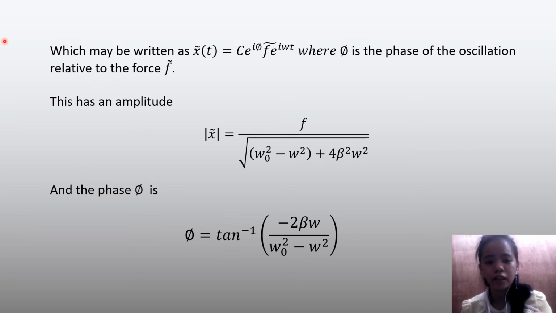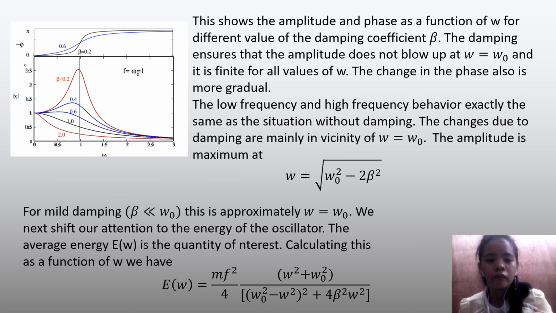The solution on the previous slide can be written as this, where the phase is the phase of oscillation relative to the force. So, to get the amplitude, this is the equation, and the phase is this. In this image, the amplitude and phase are a function of omega for different values of the damping coefficient beta. The damping ensures that the amplitude does not blow up at omega equal to omega 0, and it is finite for all values of omega. The changing phase also is more gradual.